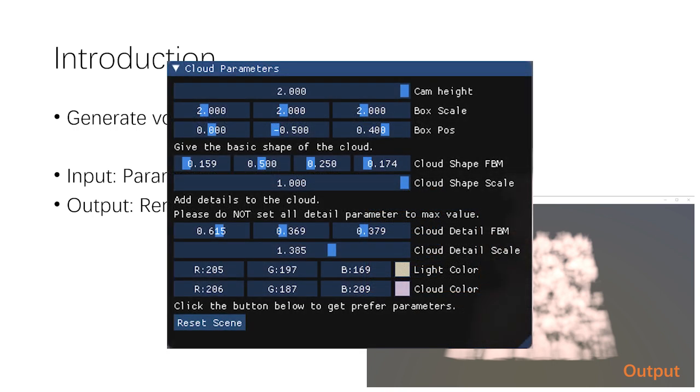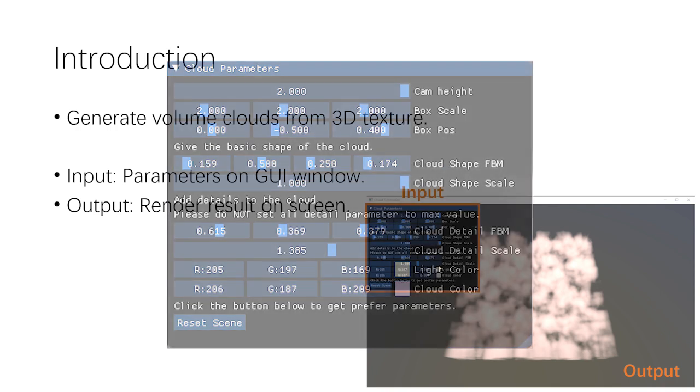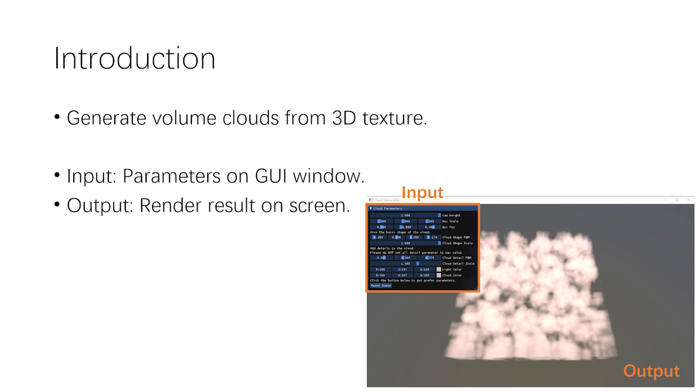Those input parameters include the height of the camera, and the scale and position of the cloud. The cloud is rendered by raymarching inside the box, so it actually changes the scale and the position of the box. There are also parameters for controlling the basic shape and details of the cloud. Two color pickers for the light color and cloud color, and a reset button to set the preferred parameters. And the output is the cloud rendering on the screen, which is calculated in the fragment shader.